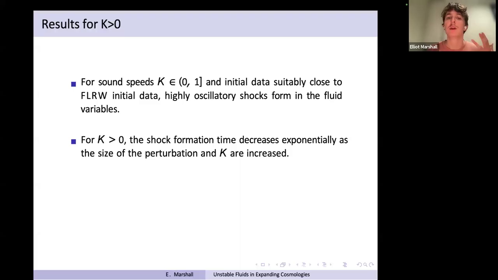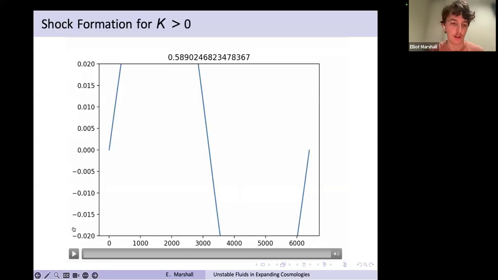So for sound speeds K between 0 and 1, not including 0, and initial data suitably close to FLRW, we observe highly oscillatory shocks form in the fluid variables. We observe highly oscillatory behavior in the metric, and then we also observe that the shock formation time decreases exponentially as the size of both my perturbation and my sound speed are increased. So that's a lot of text, but maybe it's more obvious if I show some animations.